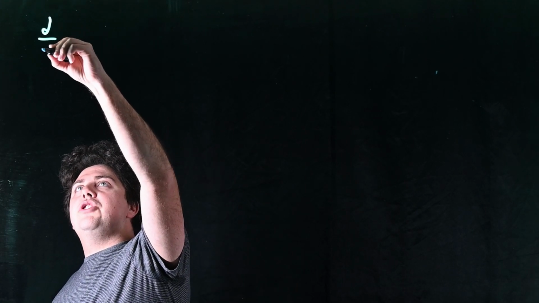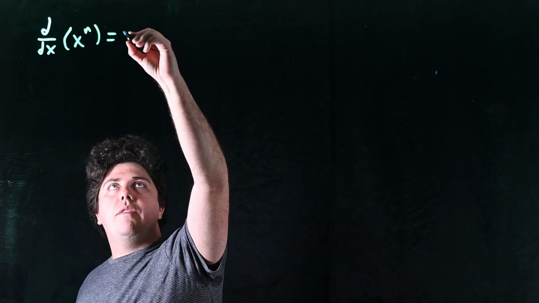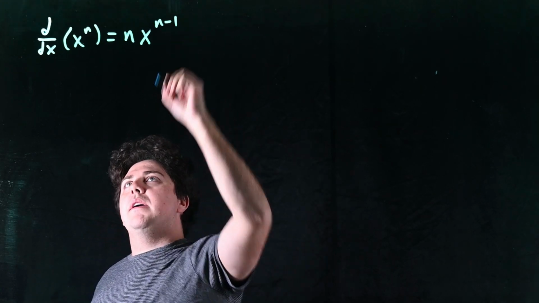A similar thing we saw before, at least for polynomials, is that if you wanted to differentiate x to the power n, that's going to give you n times x to the n minus 1.